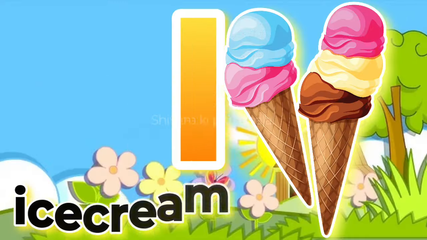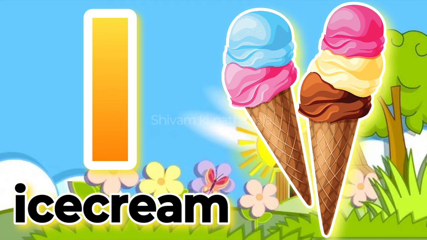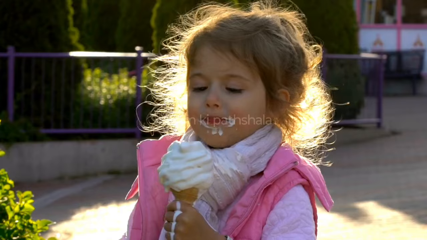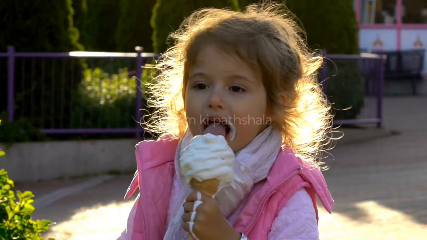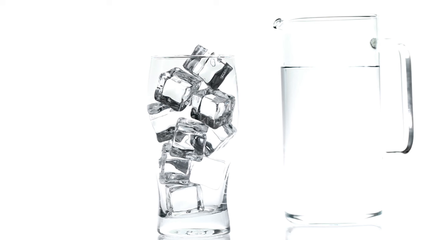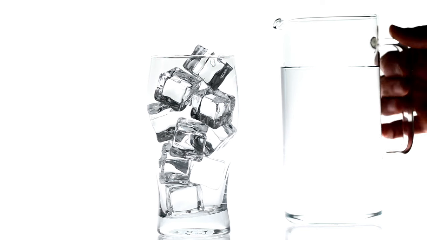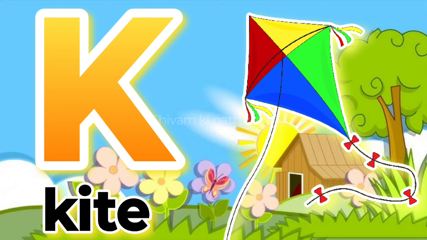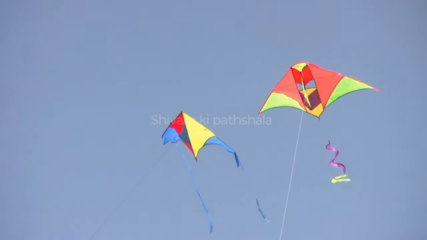I for ice cream. I for ice cream. J for jug. J for jug. Q, R, S, T, U, V, W, X, Y, and Z. K for kite. I know my K for kite. Next time won't you sing with me?